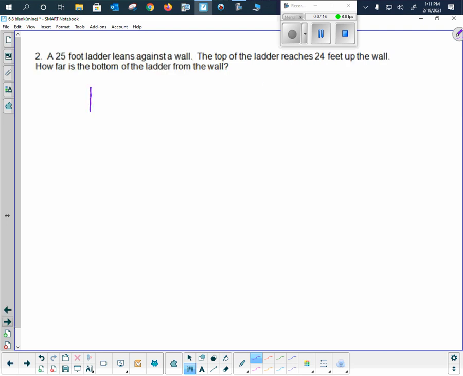Again, I'm not reading it yet, but I'm purposely drawing a right triangle that looks like that. And now I'll read through it. I've got a 25-foot ladder leaning against a wall. The top of the ladder reaches 24 feet up the wall. How far is the bottom of the ladder from the wall? So the wall is the vertical, right? The 25-foot ladder is leaning, so this is the ladder. We'll put 25 feet here. The wall is vertical, and it reaches 24 feet up the wall, so this is 24 feet. And how far is the bottom of the ladder from the wall? That would be here, over here. That's my X.